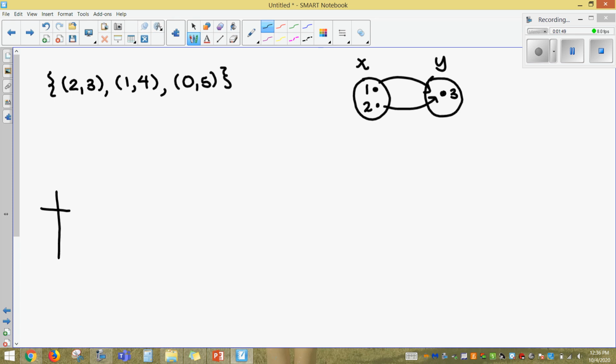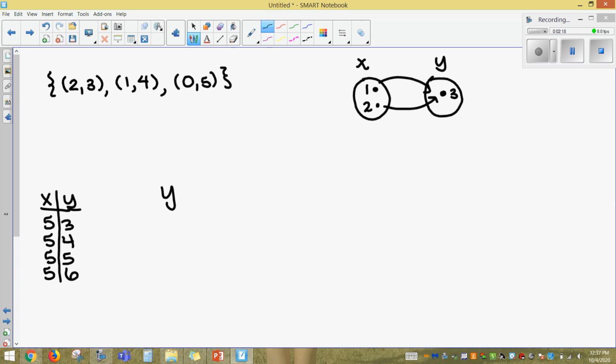Maybe my set is given to me as a table. Maybe I have the points 5, 3, 5, 4, 5, 5, 5, 6. And again, it's like a list. Here I have an actual list. Here I have a picture that tells me what my points are, and down here I have a table that pairs up my values.